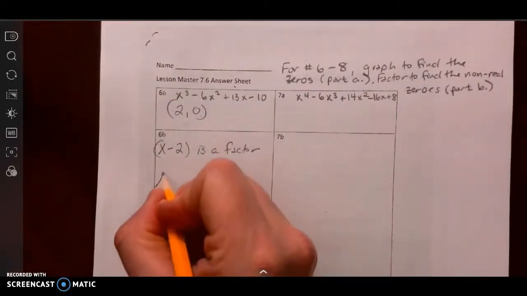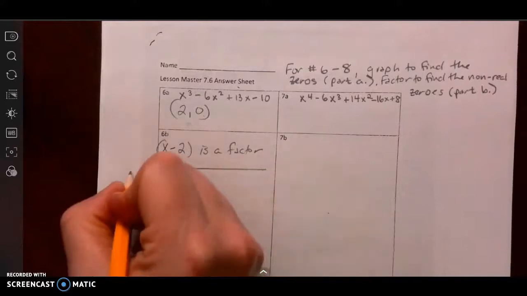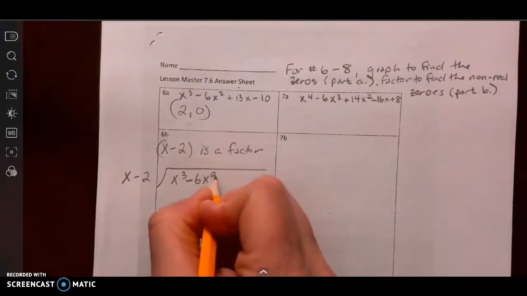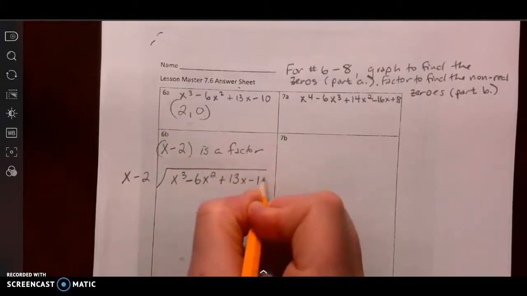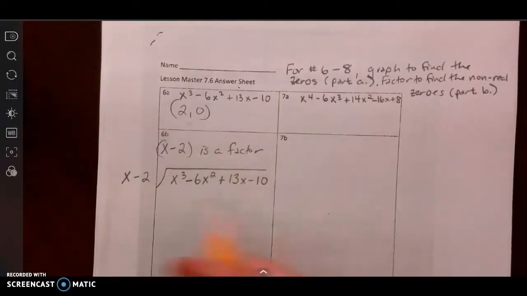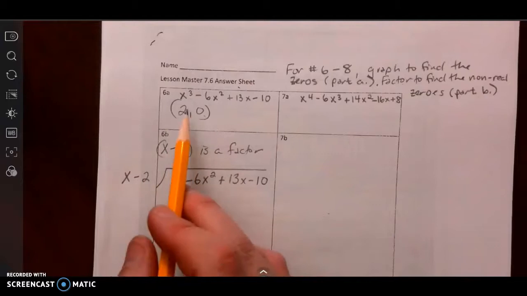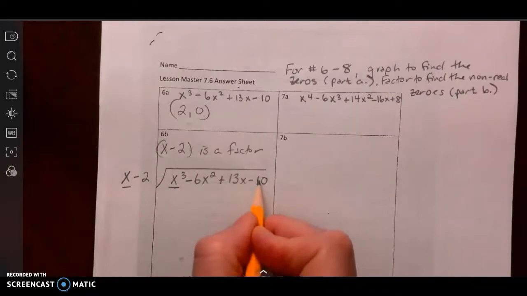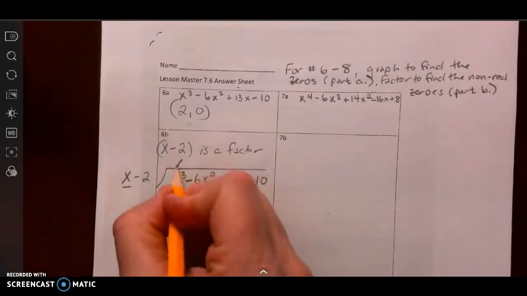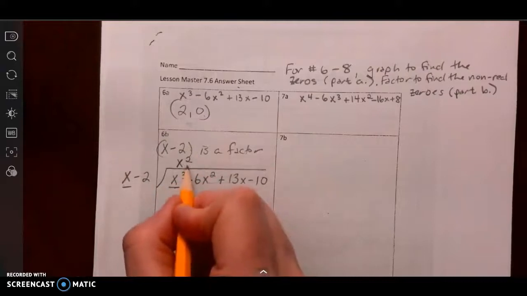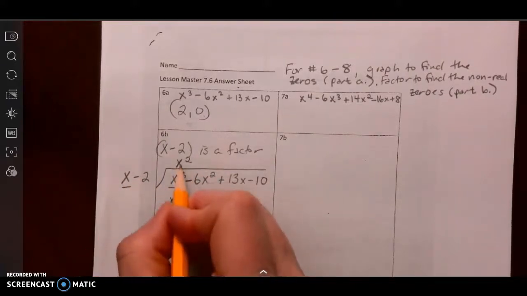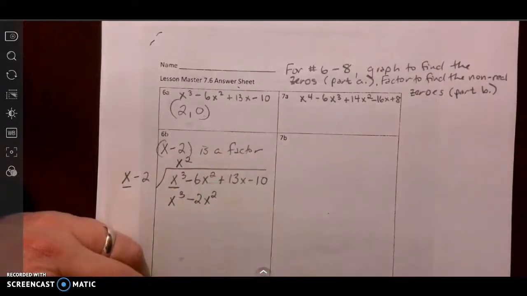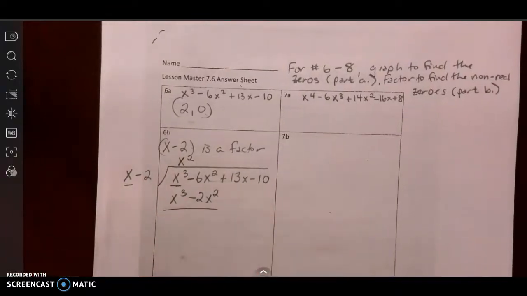So when we know a factor, we're going to take x minus 2 and divide it into x cubed minus 6x squared plus 13x minus 10. And we should get a remainder of 0 since this is a factor. Focus on the first. There's no placeholders I need to put in. x cubed divided by x is x squared. x squared times x is x cubed. x squared times negative 2 is negative 2x squared. I'm going to subtract, and since I'm going to subtract, remember I change my signs.